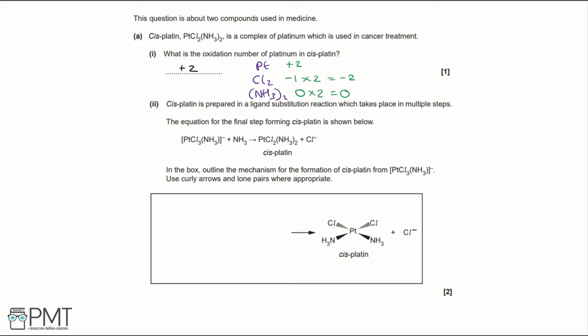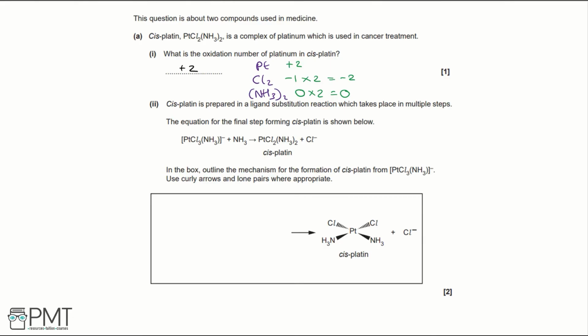To get the mark for this question, you need to write +2 in the answer line. Part 2. Cisplatin is prepared in a ligand substitution reaction which takes place in multiple steps. The equation for the final step forming cisplatin is shown below. In the box, outline the mechanism for the formation of cisplatin from PtCl3(NH3)-. Use curly arrows and lone pairs where appropriate.